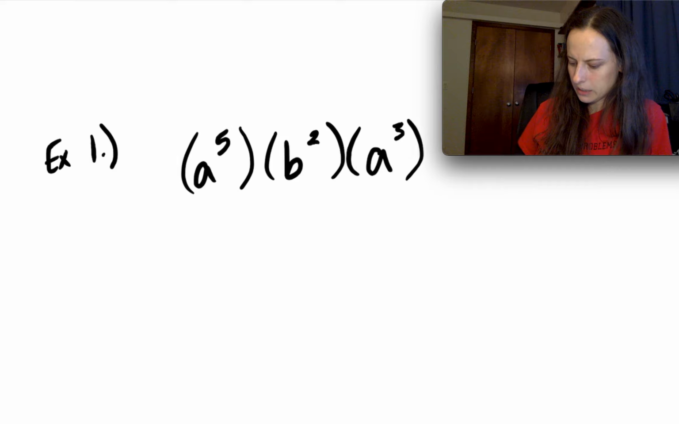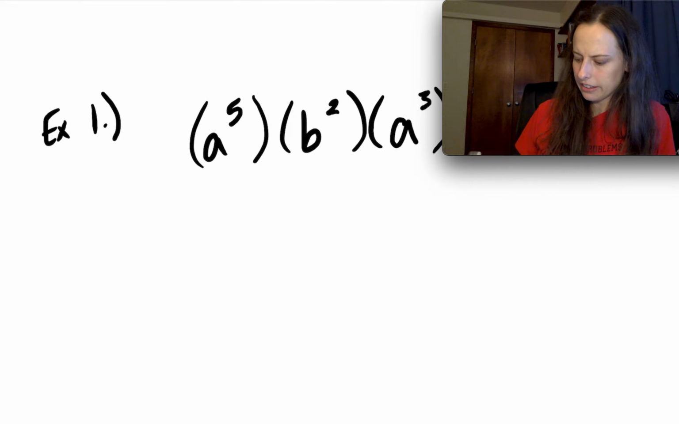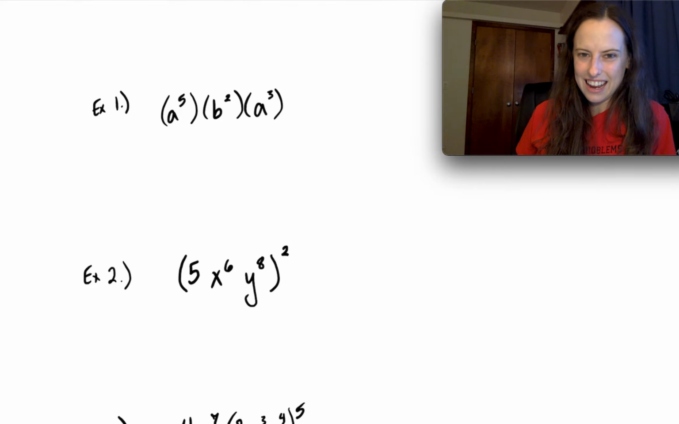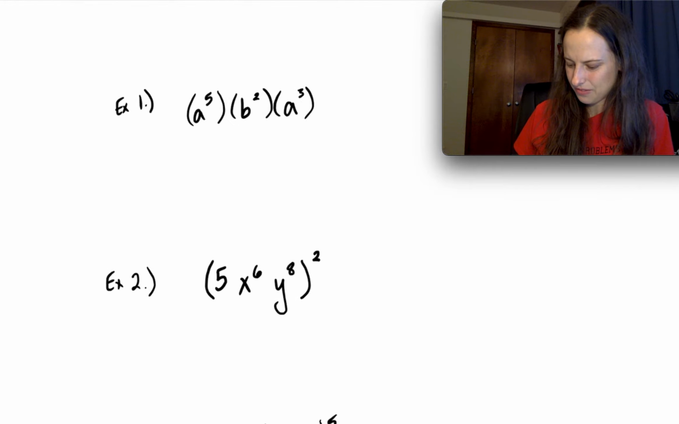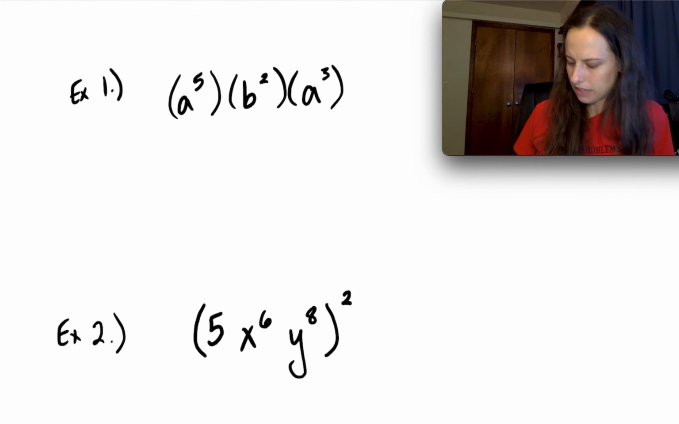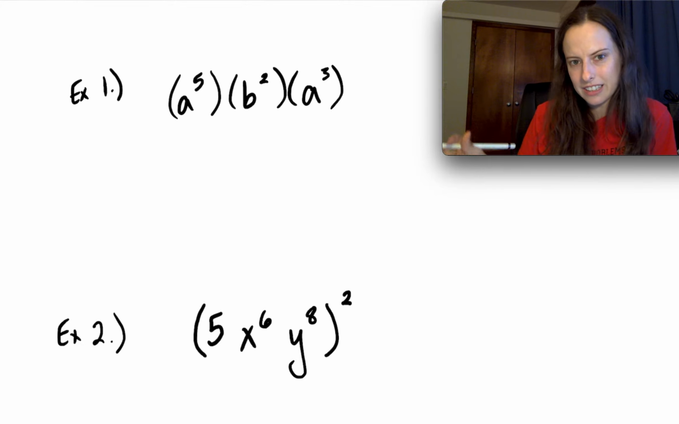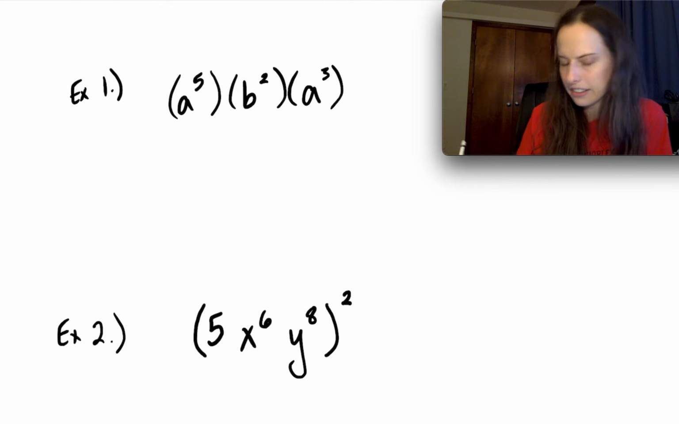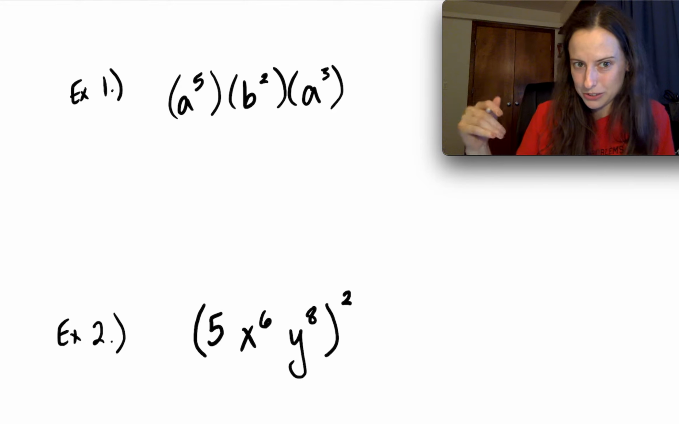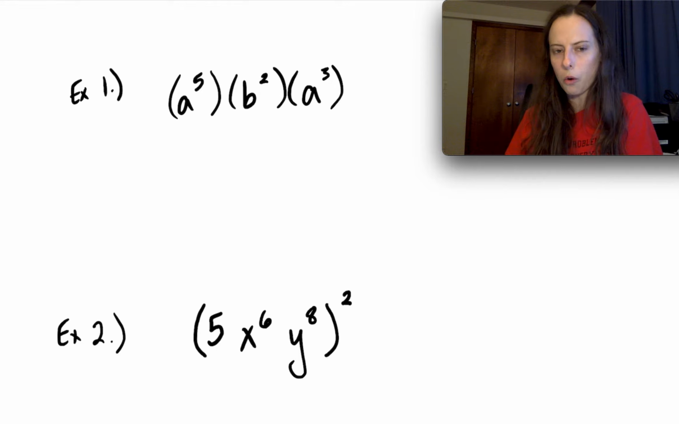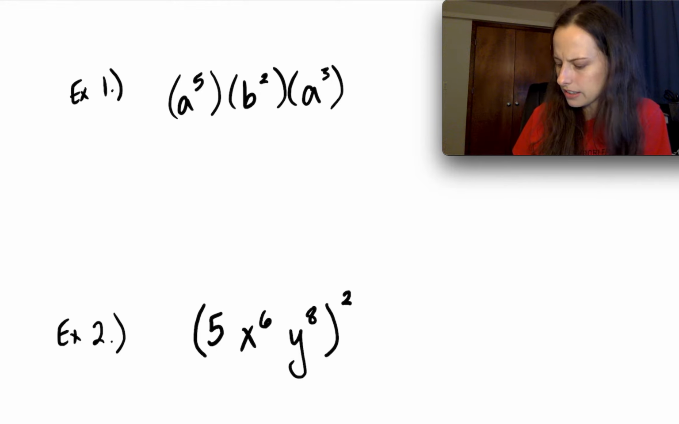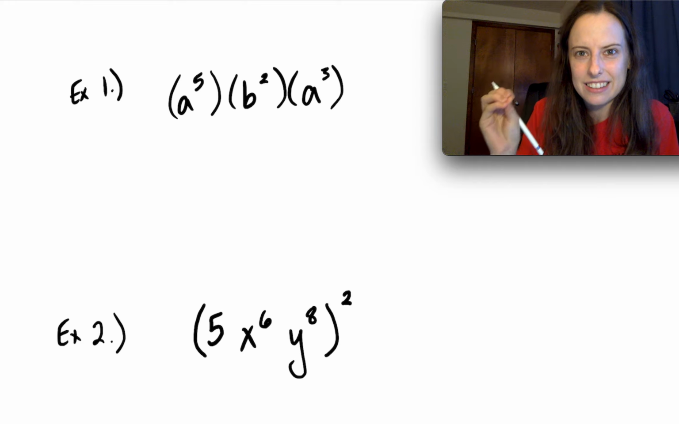We have our first example here of a to the 5th, b squared, a times a to the 3rd. As you can see, we've got these three different bases and exponents multiplied together. So our rule in this case is to add the exponents, if you think back to our hierarchy. Now, we're only going to add the exponents if the base is the same.